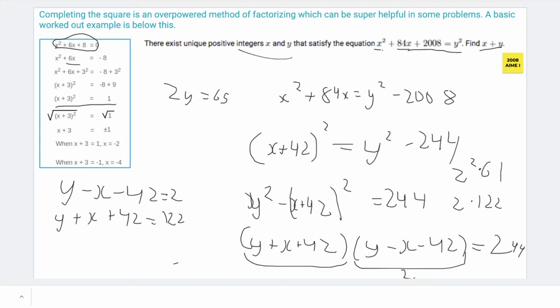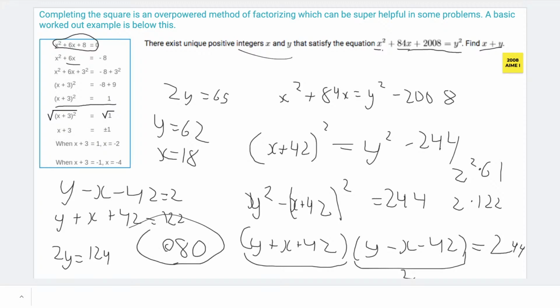So you get 2y equals 124. You divide both sides by 2 to get y equals 62. Now, we can just substitute y into one of these equations, and 62 plus 42 is 104. You subtract 104 from both sides to get x equals 18. And that means we want x plus y, which is 62 plus 18, 80. But this is the aim, so don't forget the 0. 0, 8, 0. And that is our final answer.